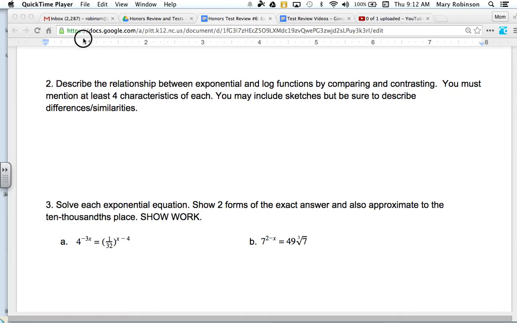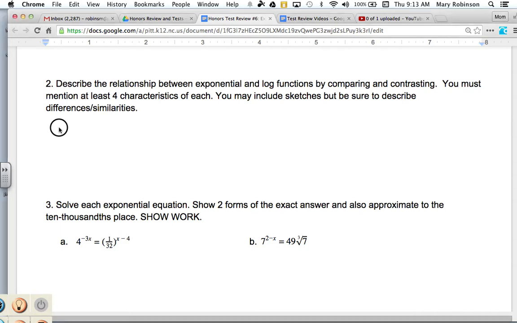This video is to cover problem number 2 on the Honors Test 6 test review and question 1 on the standard test 6 review. This question asks you to describe the relationship between exponential and log functions. You should be referring to your patterns of exponential and patterns of log functions review practice sheet that we did in class when we taught these lessons on both functions.